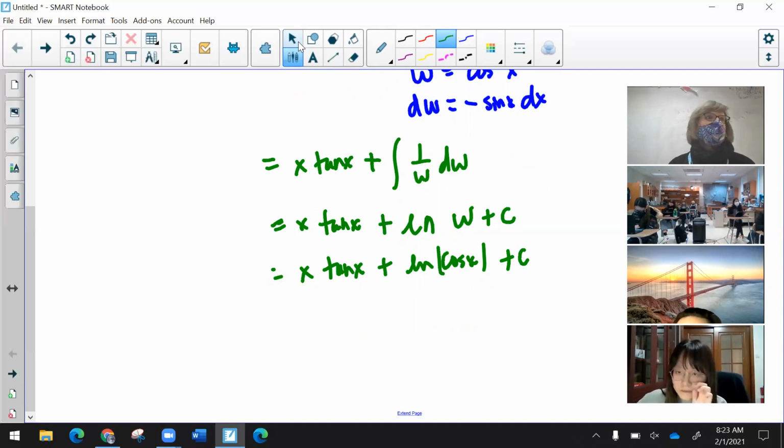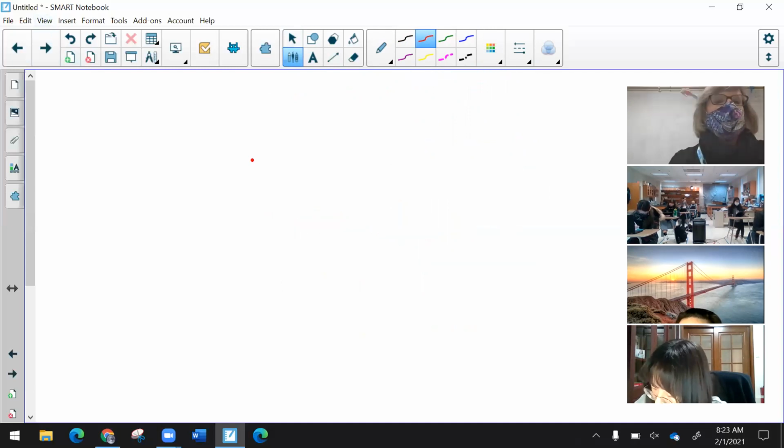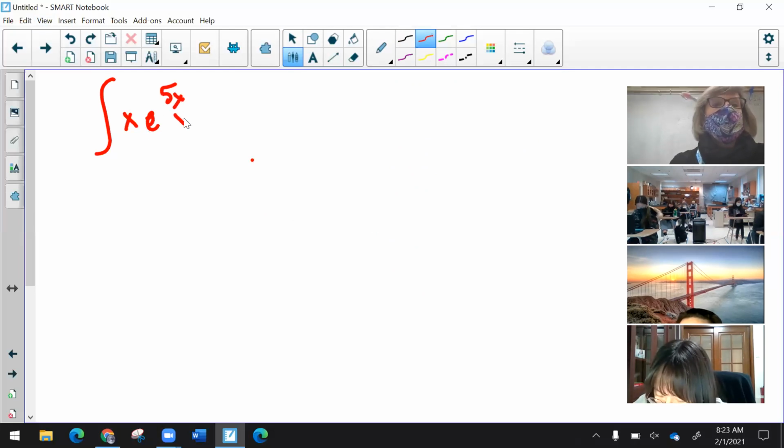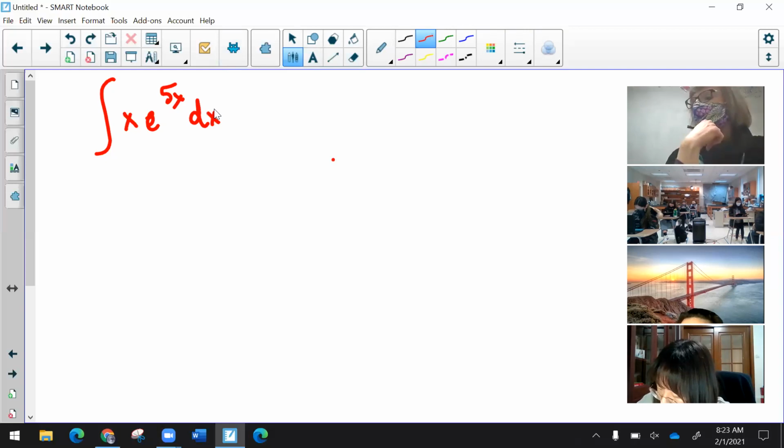All right, so I feel it's really important that you just keep practicing. Okay, so I would like you to do one. It's not in your notes because I was just thinking about it yesterday. So you solve this. It's the integral of x e to the 5x dx.